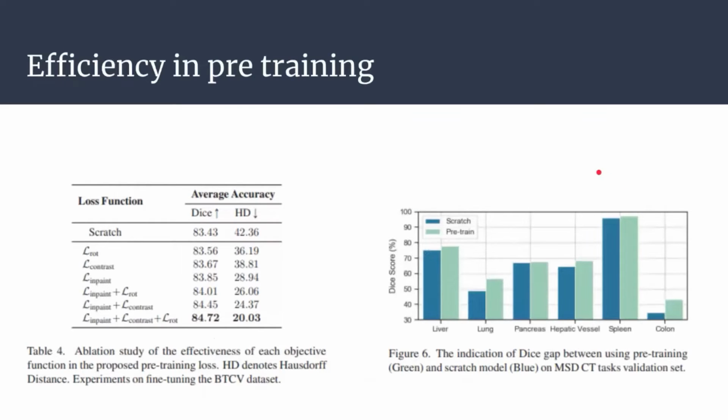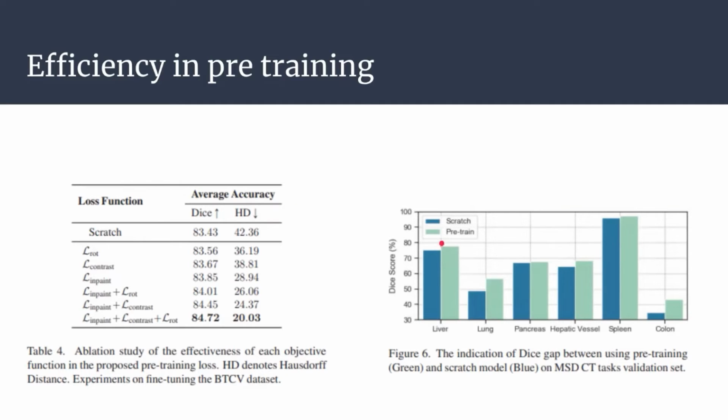Then the paper did some ablation study, and we see that they were able to improve DICE when they take different proxy tasks. Instead of rotation, they have 83. Then they combine inpainting and rotation, they have 84, and inpainting, contrast and rotation, they've significantly improved the performance. So then again, here they use pre-training.